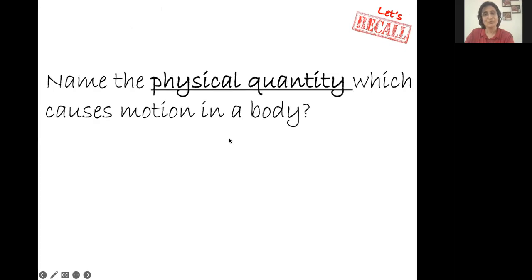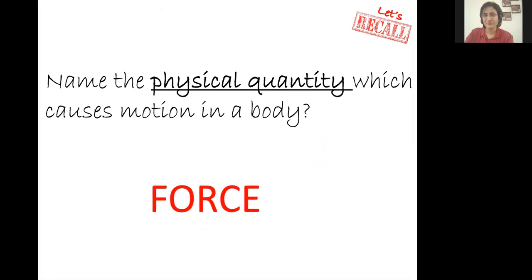Hello, students. Today, before giving out the topic of the session, I would like you all to guess it by giving you a simple clue. Name the physical quantity which causes motion in a body. Yes, the physical quantity is force.